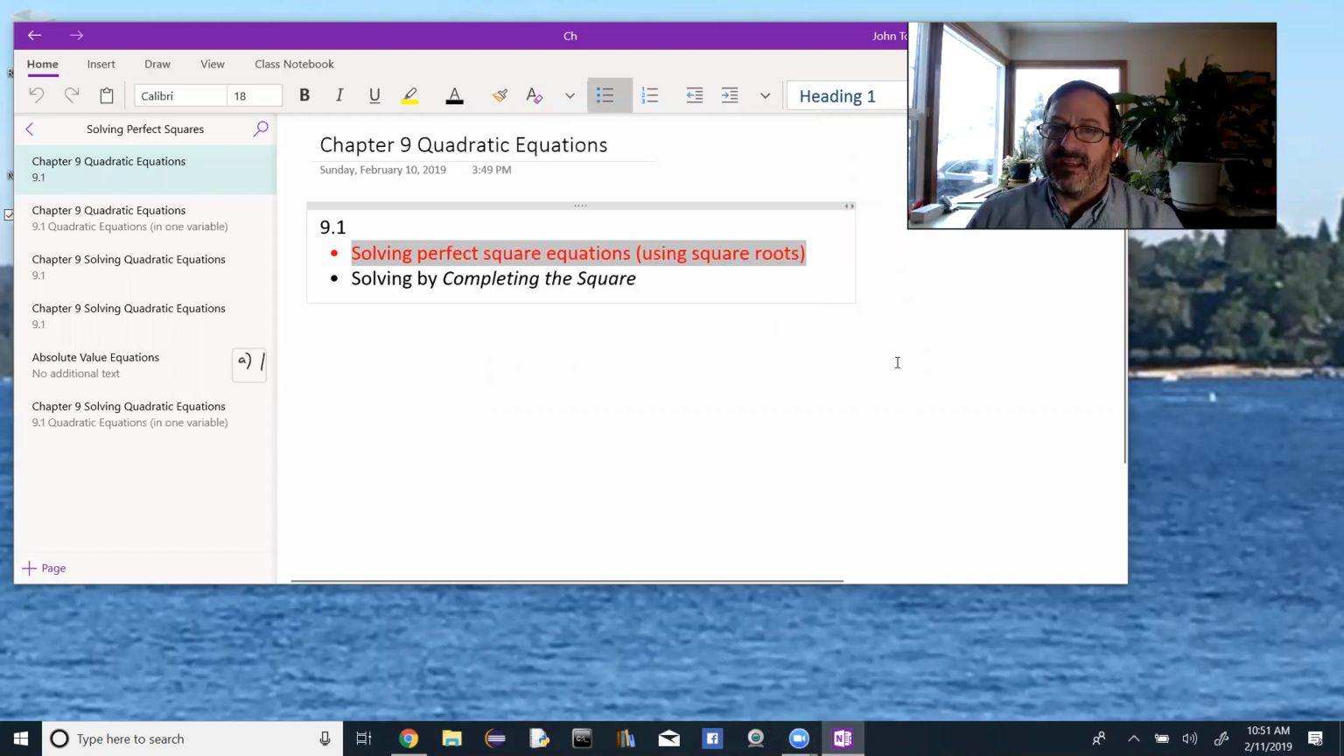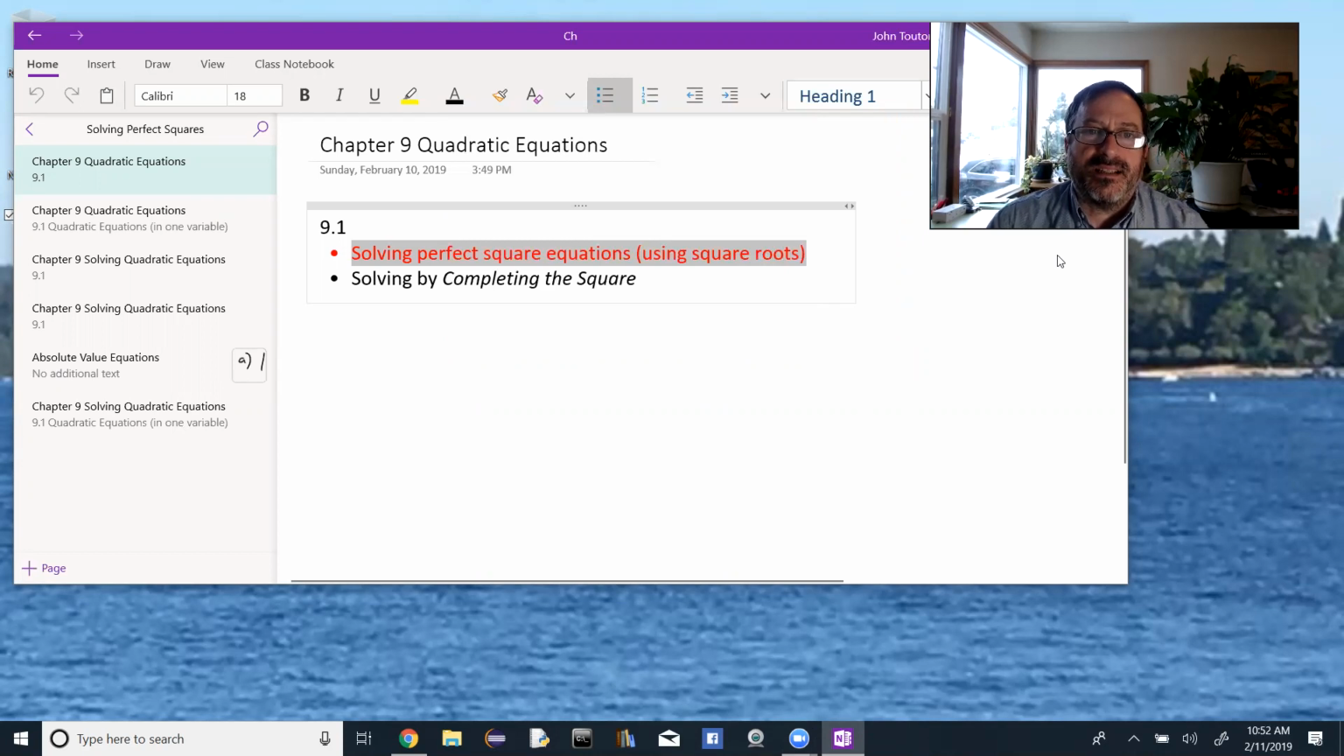There we go. And what we're looking at is chapter 9, which is solving quadratic equations. And remember, a quadratic equation has the highest power of 2 on the variable. 9.1 has two topics: solving perfect square equations using square roots and solving by a method called completing the square.